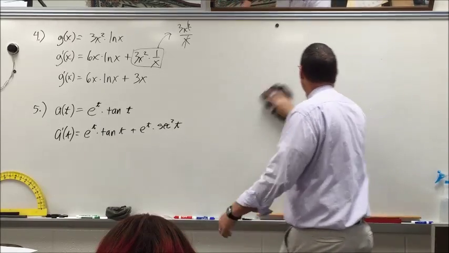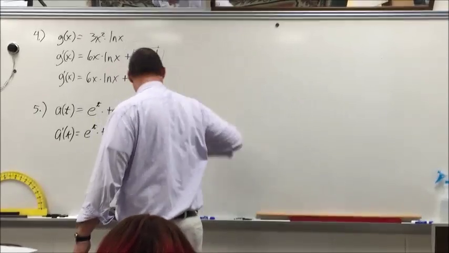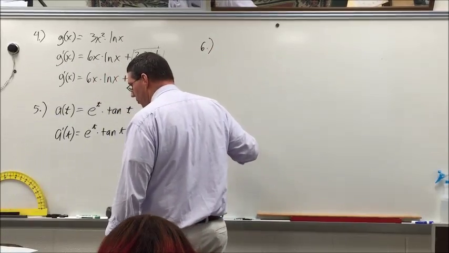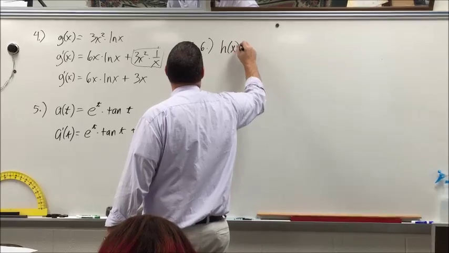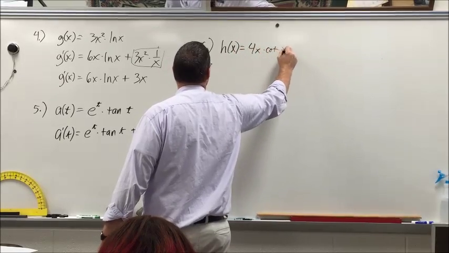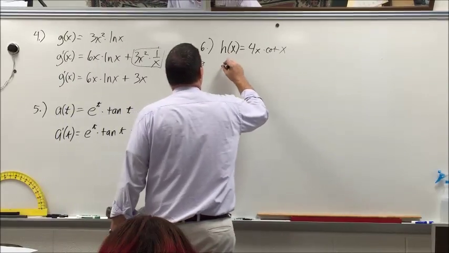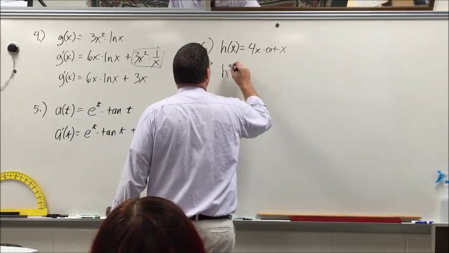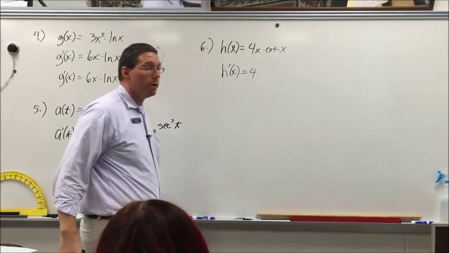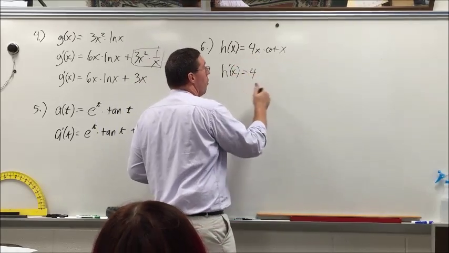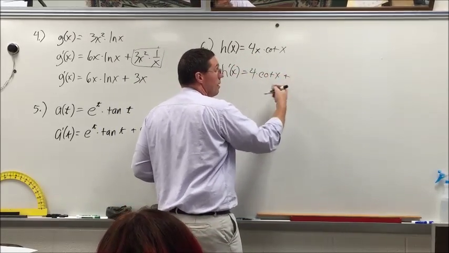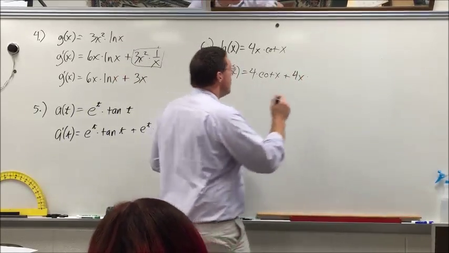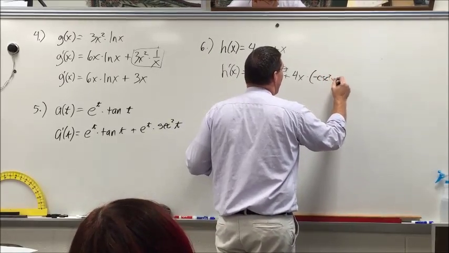Now we're going to do number 6. Question number 6 says h of x is 4x times cotangent of x. So h of x equals 4x times cotangent of x. I think it's 4x cotangent of x. Yeah, okay, good. Oh, you're saying that it should start with 4. I agree with you. Because the derivative of the first, 4x, is 4 times cotangent of x plus 4x times, what's the derivative of cotangent? Negative cosecant squared, right?